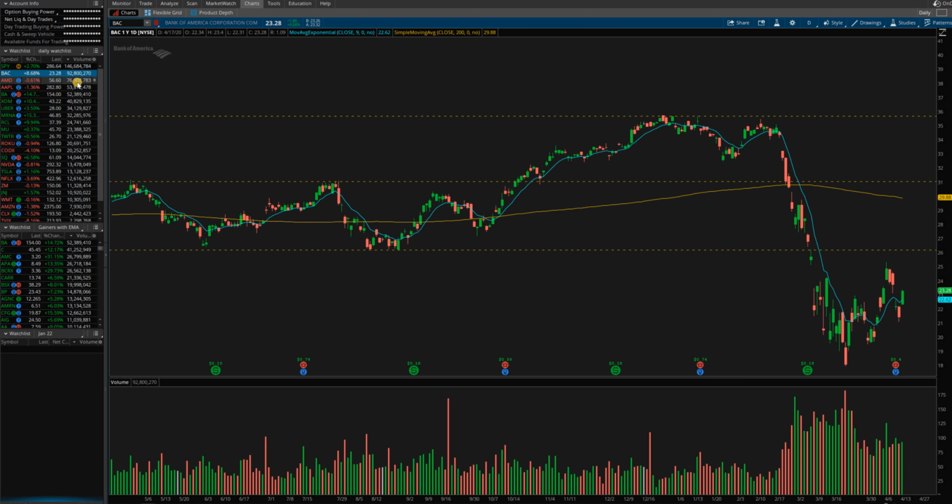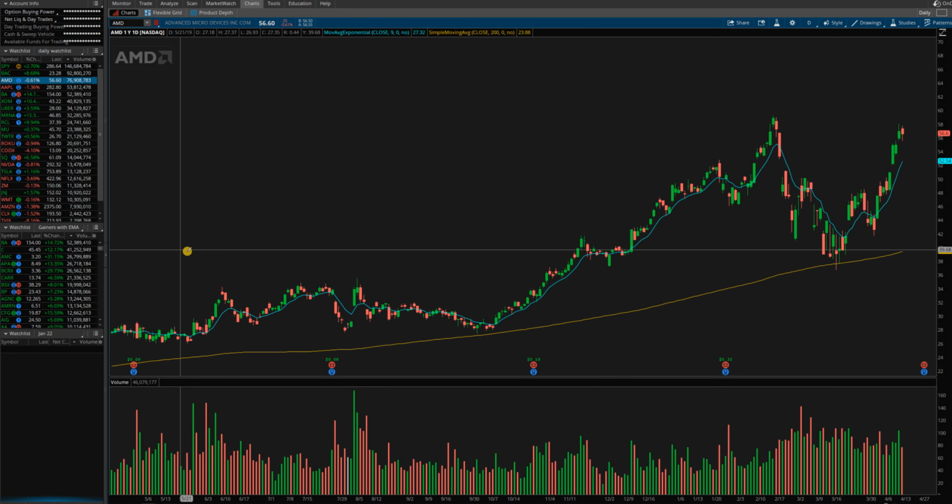Let's look up AMD. Now, with AMD here, notice how it's holding this area.